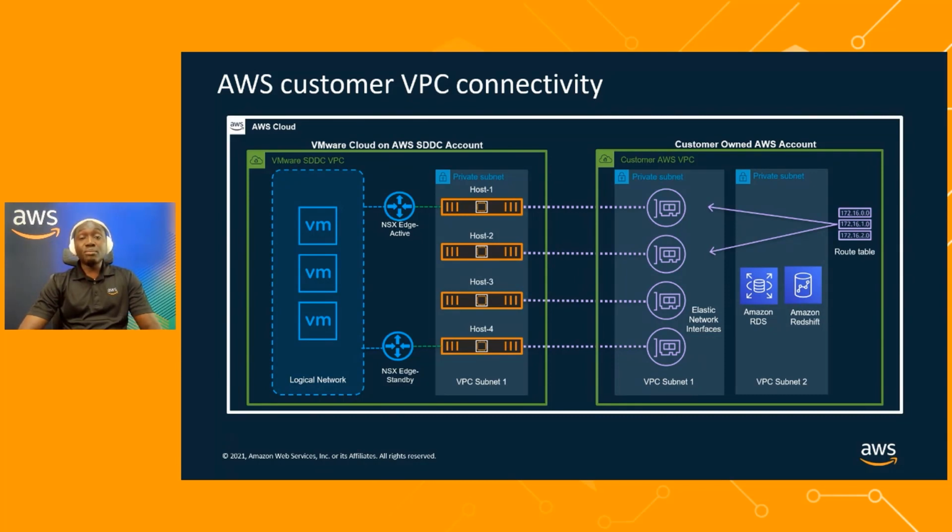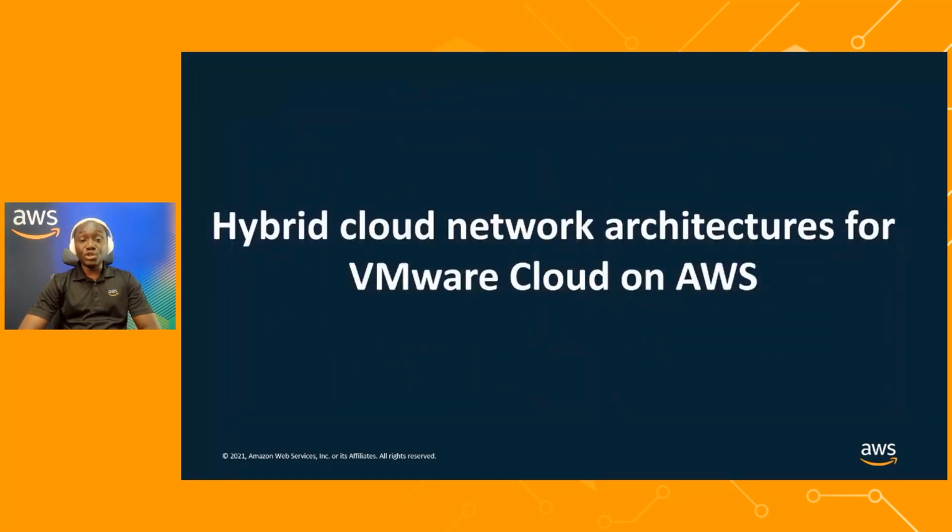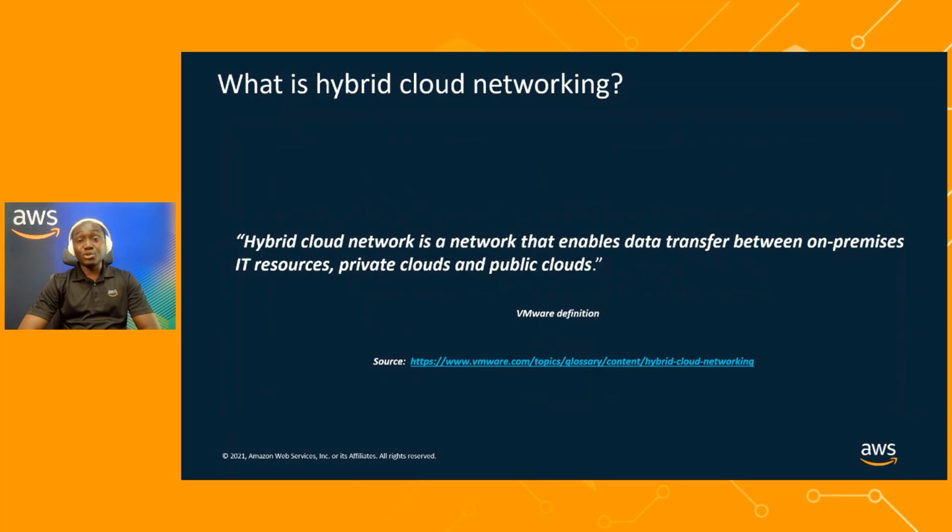But what about going to on-premises from the cloud, as this discussion is about? That is what introduces us to hybrid cloud network architectures. Now, what really is hybrid cloud networking? VMware themselves defined it as a network that enables data transfer between on-premises IT resources, private clouds, and public clouds. That is what hybrid networking is about.